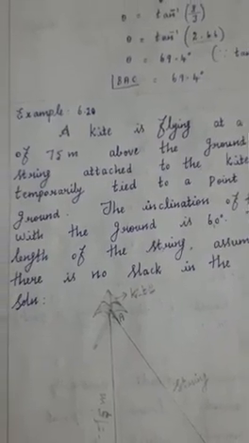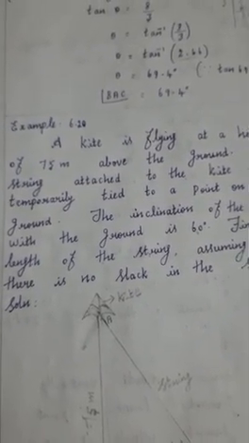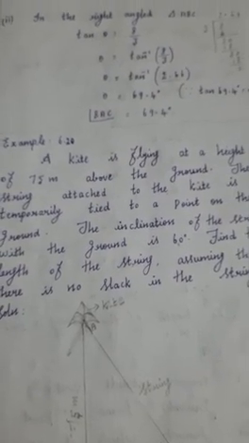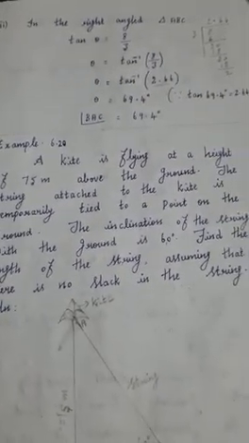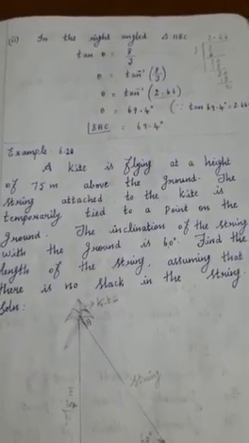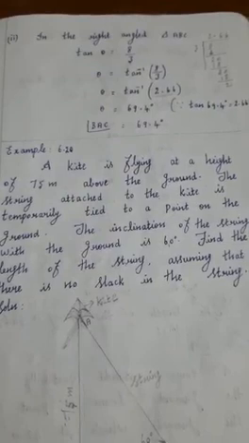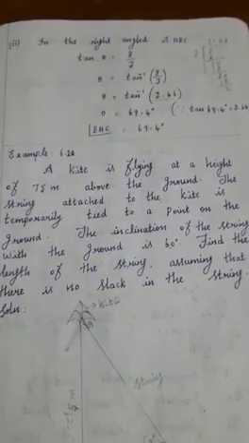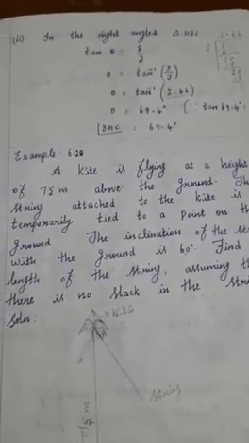Now let us see example 6.20. Now see the question. A kite is flying at a height of 75 meter above the ground. The string attached to the kite is temporarily tied to a point on the ground. The inclination of the string with the ground is 60 degree. Find the length of the string assuming that there is no slack in the string. So now see the solution.